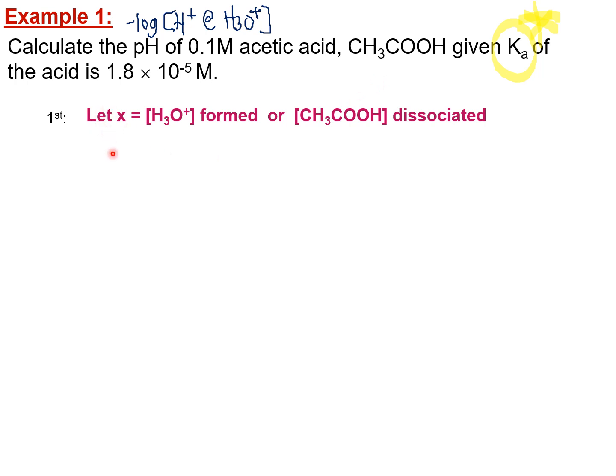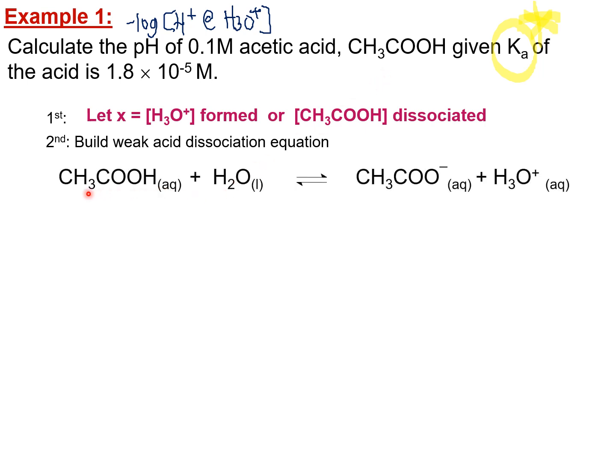Okay, yang ni assumption, let X is equals to concentration of H3O plus formed or concentration of CH3COOH dissociated, ni is not that important yet. Yang ni yang paling penting, you kena build weak acid dissociation equation. Okay, macam mana you nak dissociate weak acid? You ingat balik, anything yang weak akan dissociate partially, maka dia memerlukan water untuk dia dissociate. So this is how it goes.